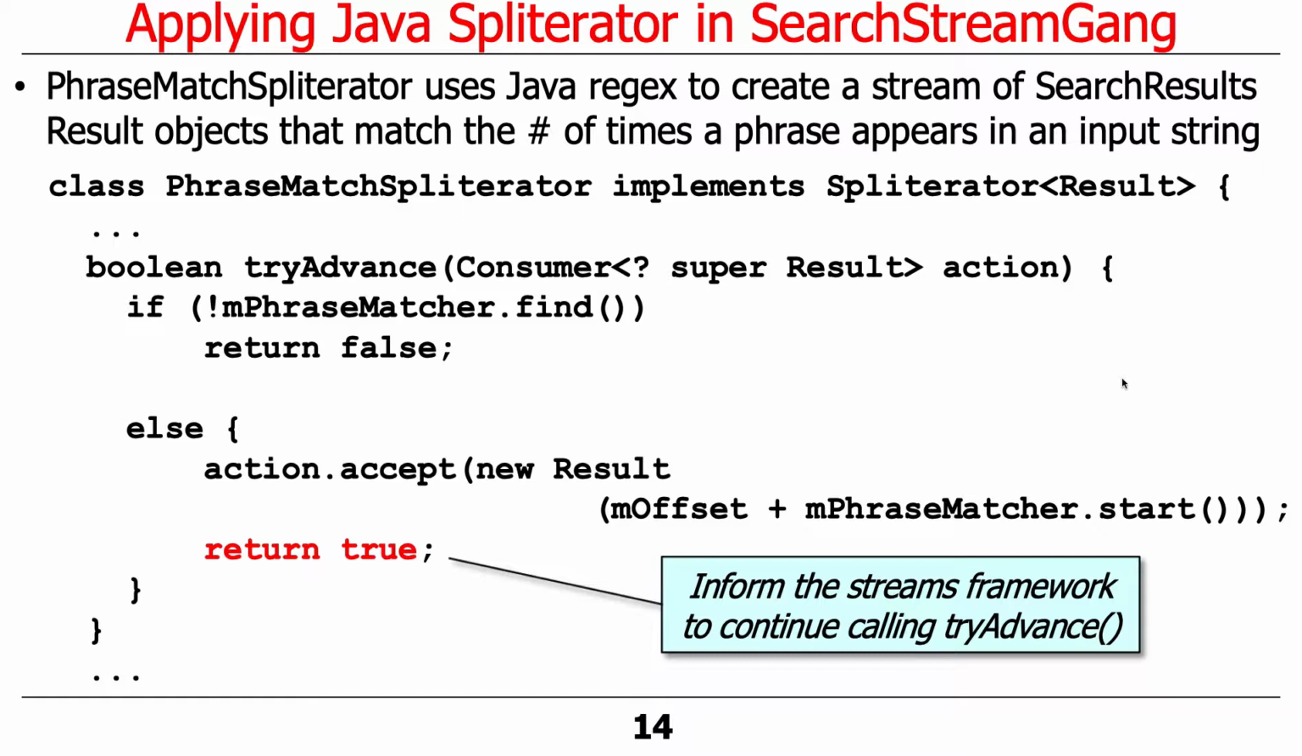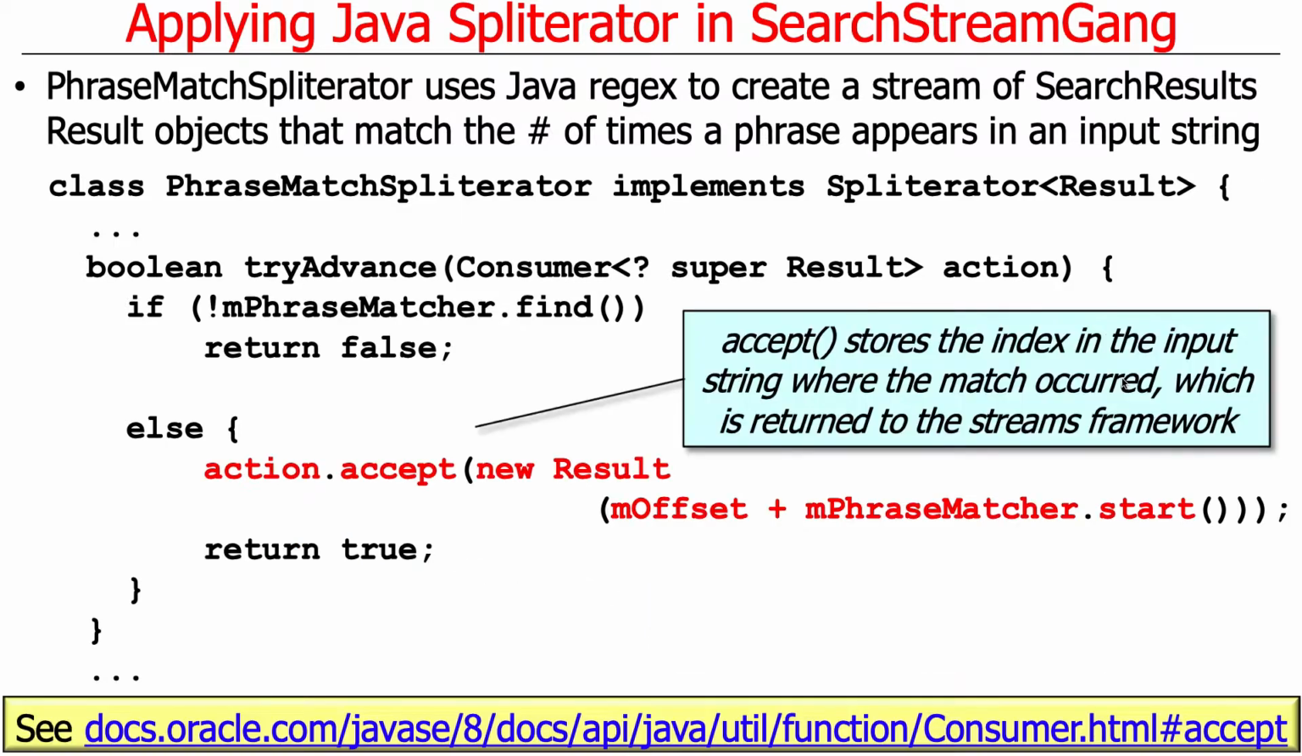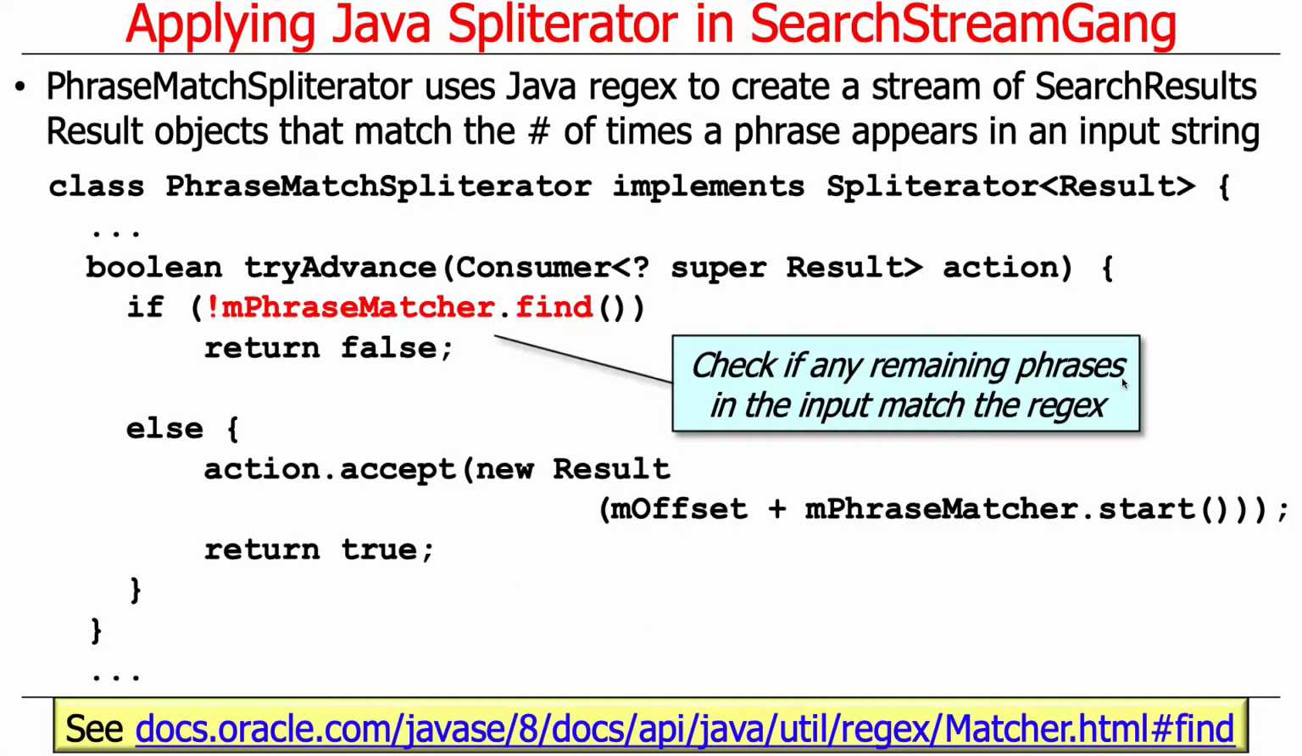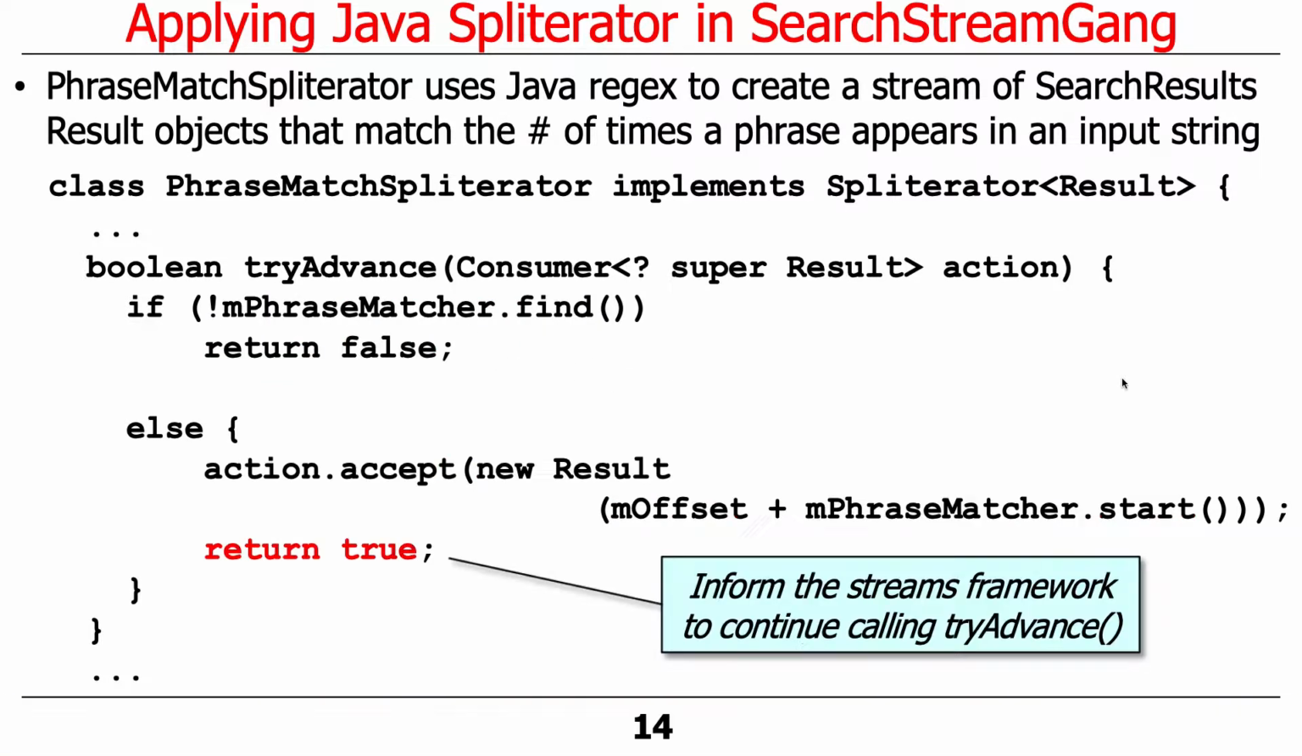Oh, and also allow tryAdvance to be called again. So returning true means tryAdvance again. And obviously, the streams framework will store the action, the consumer action somewhere, put it into the stream data structure it's creating, and then it'll call tryAdvance again, and we'll go back to that whole process to check to see whether we can find any more matches or not. And it'll keep doing this until we hit false. So that's basically what is going on here.